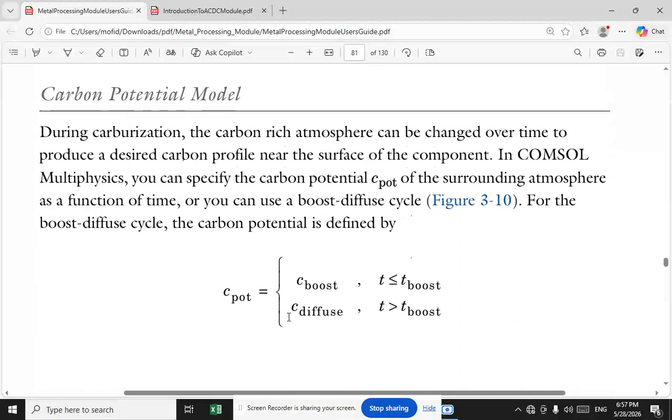Now I want to go to the carbon potential model. During carburization, the carbon-rich atmosphere can be changed over time to produce a desired carbon profile near the surface of the component. In COMSOL Multiphysics, you can specify the carbon potential, c_potential, of the surrounding atmosphere as a function of time, or you can use a boost-diffuse cycle, figure 3-10. For the boost-diffuse cycle, the carbon potential is defined by this formulation.